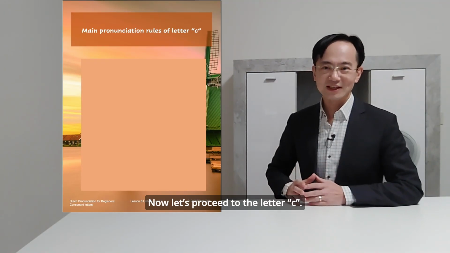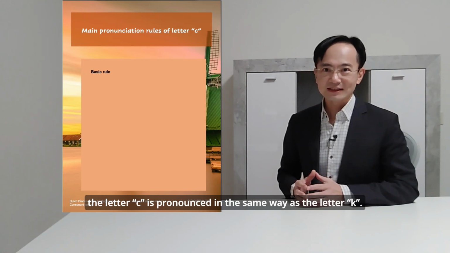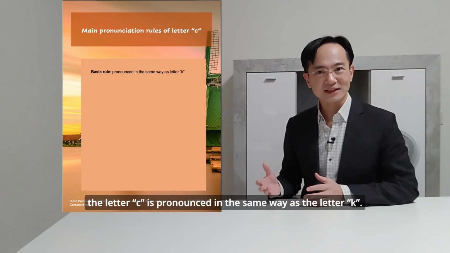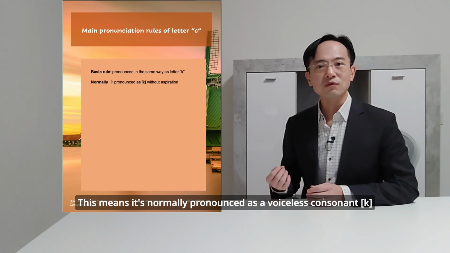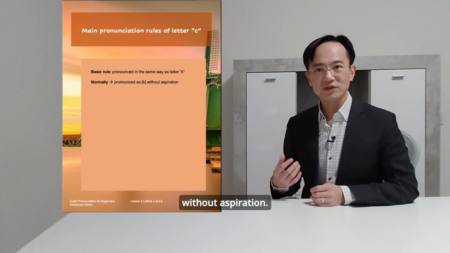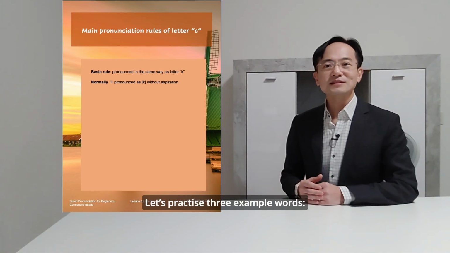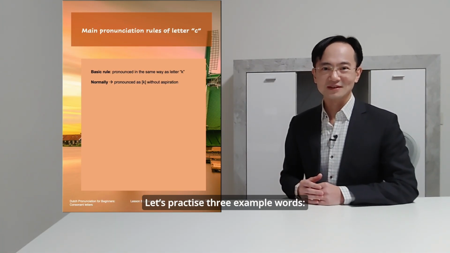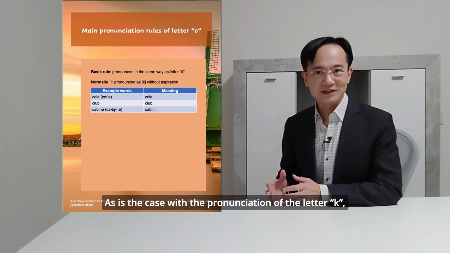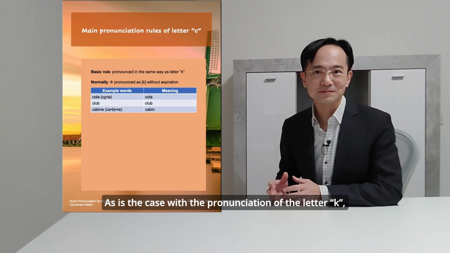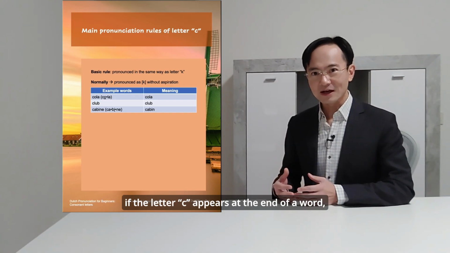Now let's proceed to the letter C. In general, the letter C is pronounced in the same way as the letter K. This means it's normally pronounced as a voiceless consonant K without aspiration. Let's practice 3 example words. Cola, club, cabine.